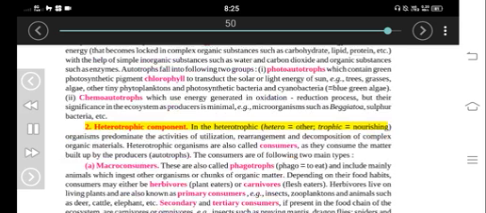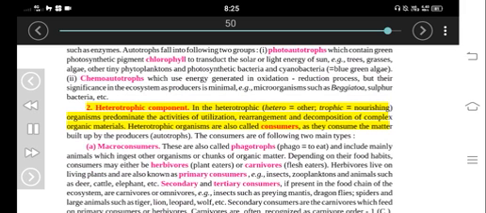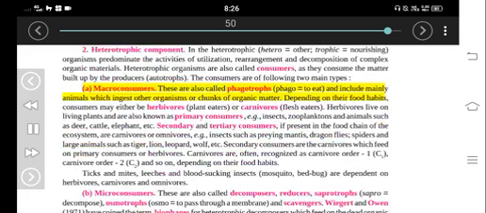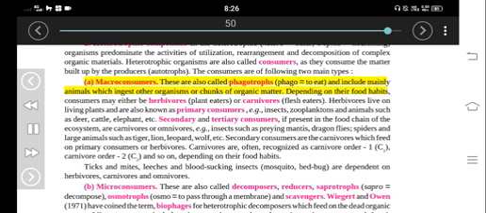2. Heterotrophic component. In the heterotrophic, hetero equals other, trophic equals nourishing, organisms predominate the activities of utilization, rearrangement and decomposition of complex organic materials. Heterotrophic organisms are also called consumers, as they consume the matter built up by the producers, autotrophs. The consumers are of following two main types. A. Macroconsumers. These are also called phagotrophs, phago equals to eat, and include mainly animals which ingest other organisms or chunks of organic matter. Depending on their food habits, consumers may either be herbivores, plant eaters, or carnivores, flesh eaters. Herbivores live on living plants and are also known as primary consumers.